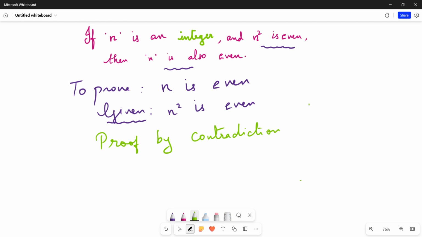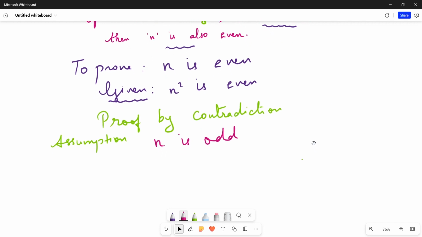Now we are going to prove that n is even, and let us assume the contrary. Let us assume the opposite. The assumption would be n is odd, and proceed with logical explanations and see where we go. So we have assumed that n is odd. So n being odd can be represented as 2n plus 1, which is an odd integer. 2 into n is even, plus 1 is odd.